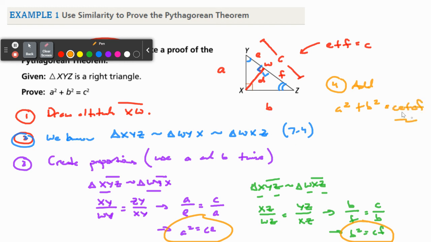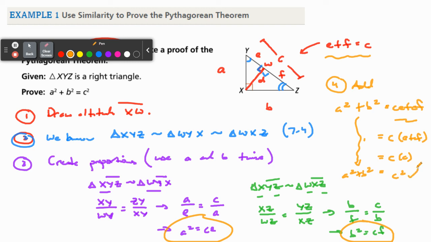On this right-hand side, both terms have a c in them, so we're going to factor out that c. That leaves you with e plus f. And of course, we know up here that e plus f is just c, so we're going to substitute in c, so c times c, and of course, c times c is c squared. And if we bring down that left-hand side, we get a squared plus b squared equals c squared.